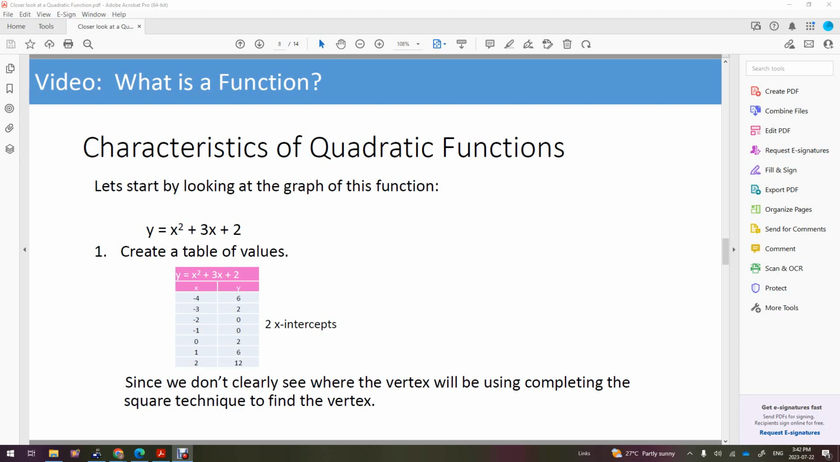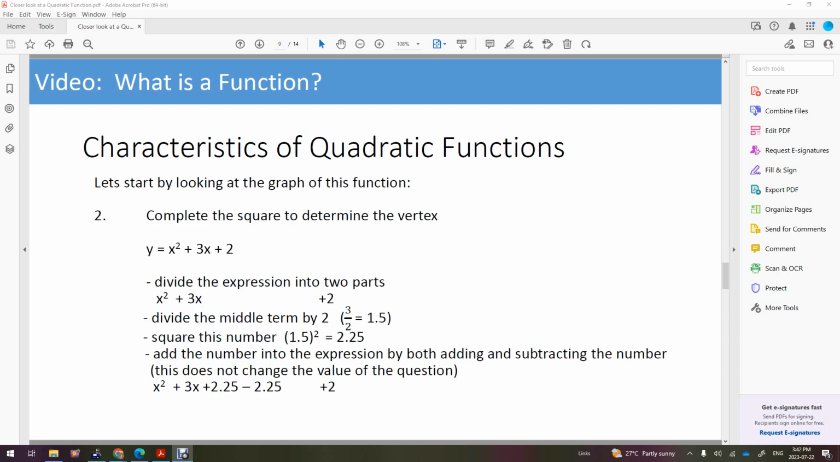Now, when I take a closer look, I see when x is -2, y is 0, and when x is -1, y is 0. So I see that this table of values has two x-intercepts. However, since we don't clearly see where the vertex will be, we're going to try something else, using the completing the square technique to find the vertex.